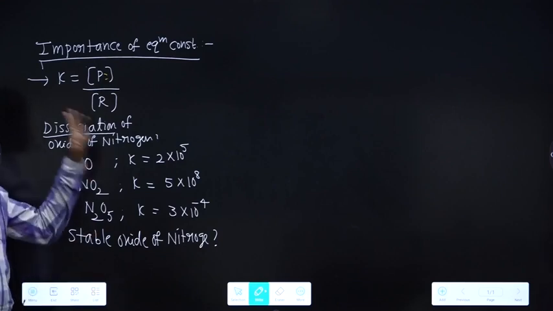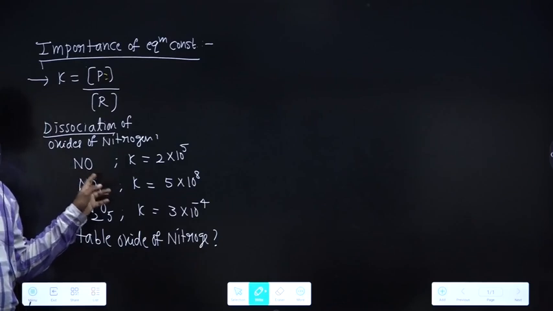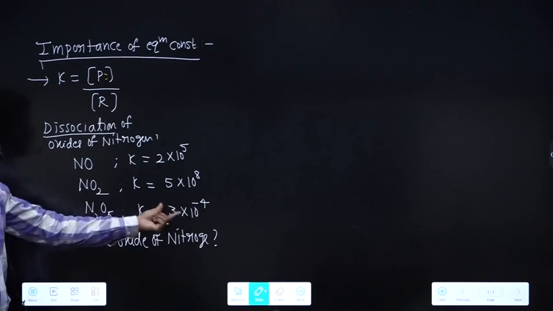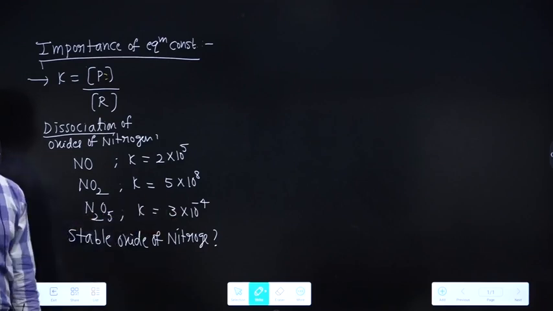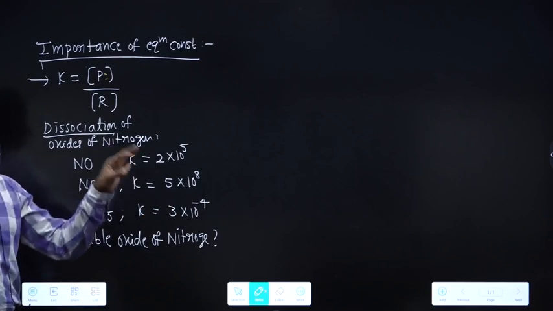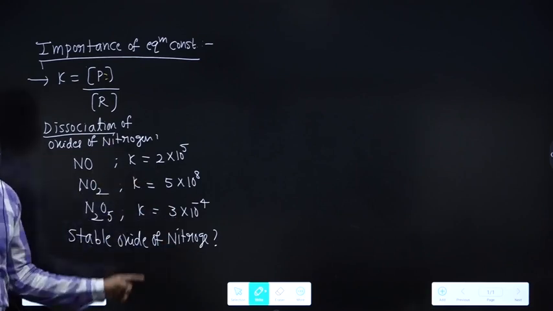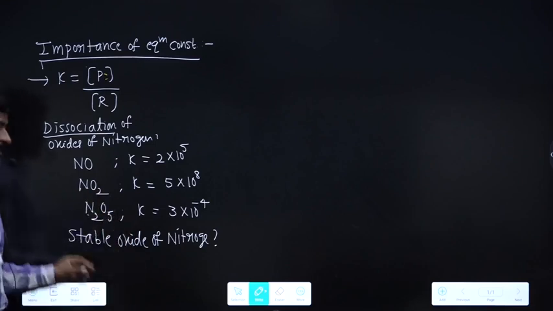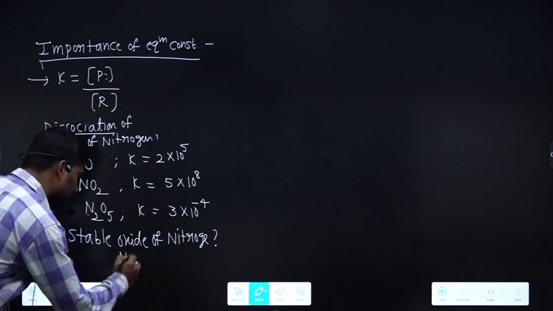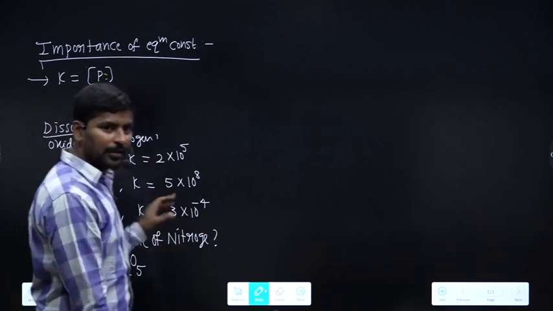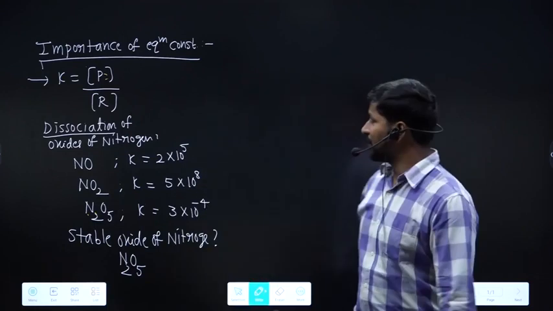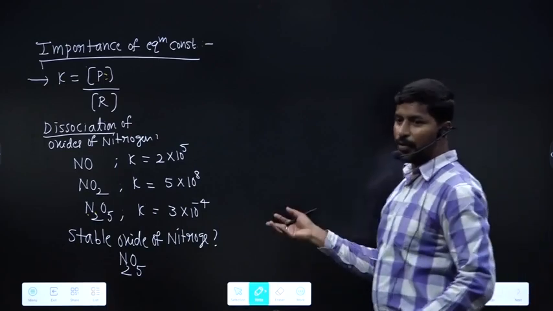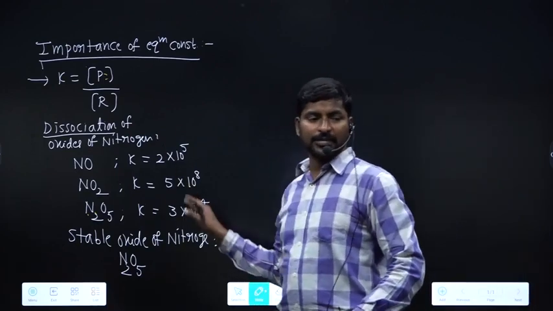That means its oxide is not stable. Products are stable. Therefore, for which one is the K value low? For N2O5 the K value is low. K value is low means it is not undergoing dissociation readily. Here reactants are dominating. So N2O5 is the stable oxide of nitrogen according to the data given. Like this we can say whether products dominate or reactants dominate based on K values.